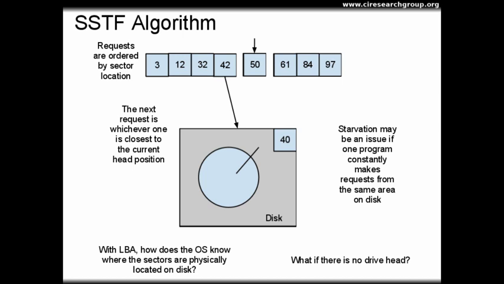Historically, this could result in starvation, because if a bunch of requests come in for one piece of the disk, requests for the remainder of the disk might not be processed for lengthy periods of time. Furthermore, once again with logical block addressing, the operating system doesn't really know where the sectors are laid out on disk, and so this algorithm doesn't really work with modern hard drives. Also, with solid-state drives, this algorithm assumes there's a disk head, which in the case of a non-mechanical drive, there is not.